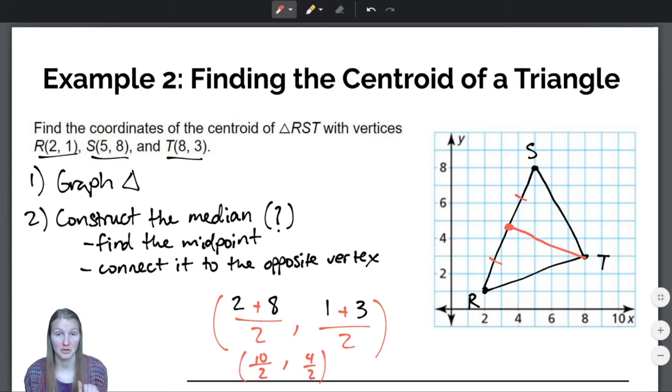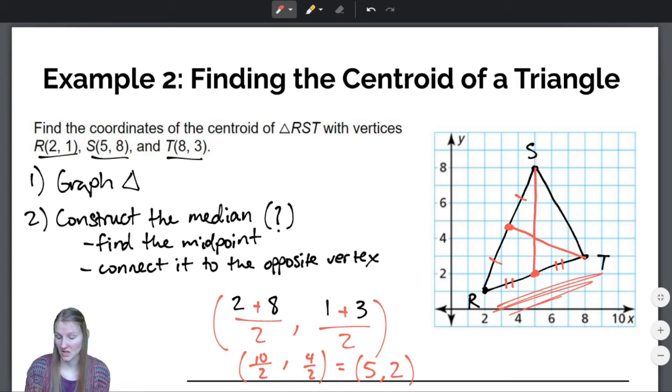These are some nicer numbers to work with, because 10 divided by 2 is 5, and 4 divided by 2 is 2. So the midpoint is at 5, 2, and oh, look at that. I can just connect it to the opposite vertex. Oh, wow. So that was definitely the easiest midpoint to find and the easiest median to find, because I just got to draw it right along the vertical line right there.